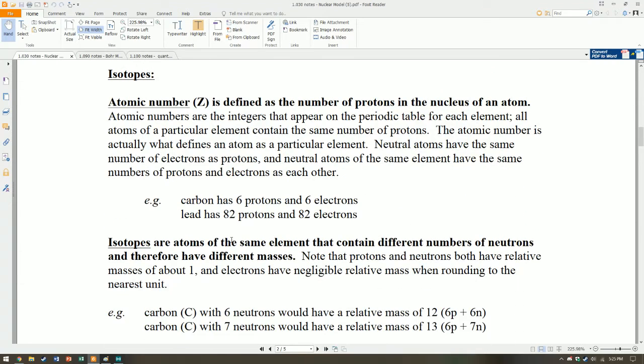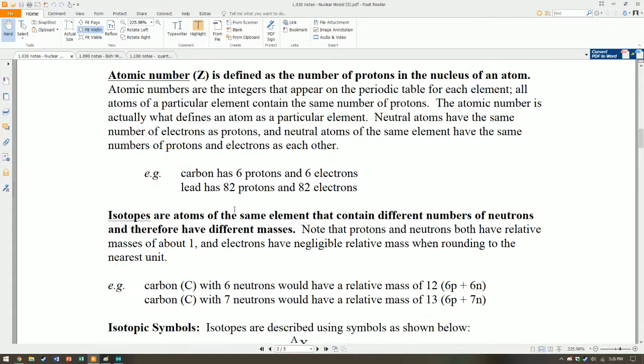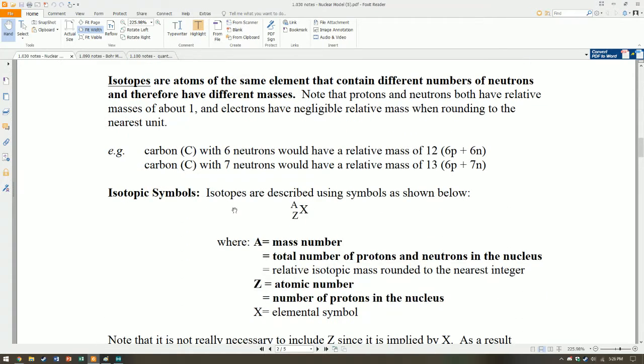And then when we talk about isotopes, atomic number is defined as the number of protons in any given nucleus. That's what defines each element, the number of protons in the nucleus. So all carbon atoms will have 6 protons in their nucleus, and all lead atoms will have 82 protons in their nucleus. However, sometimes they have different masses, and that's because they can vary in the number of neutrons they have. Protons have a positive charge, electrons have a negative charge, and neutrons have no charge.